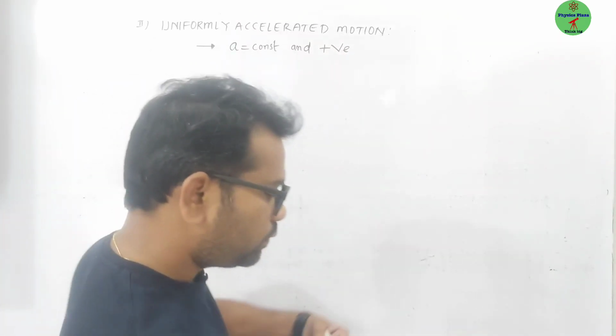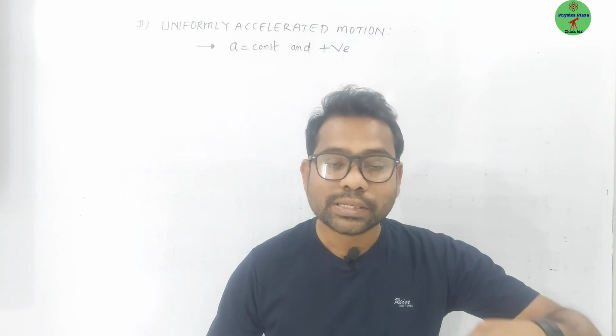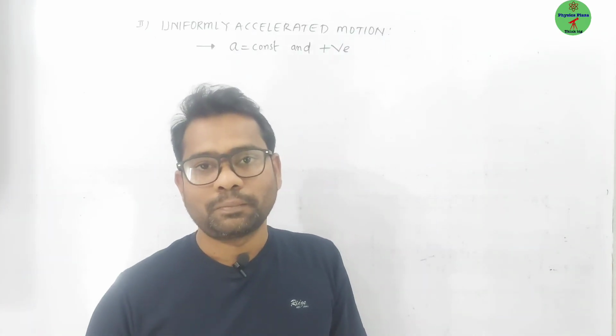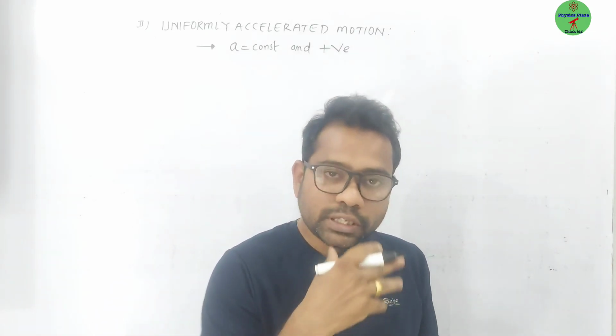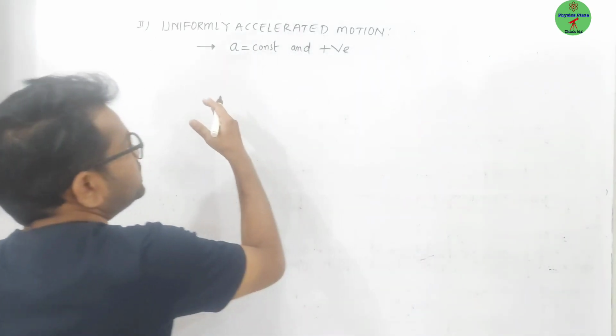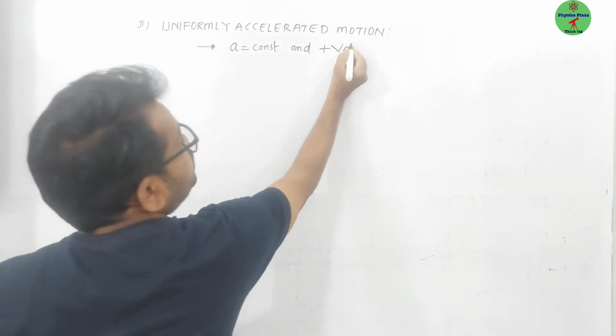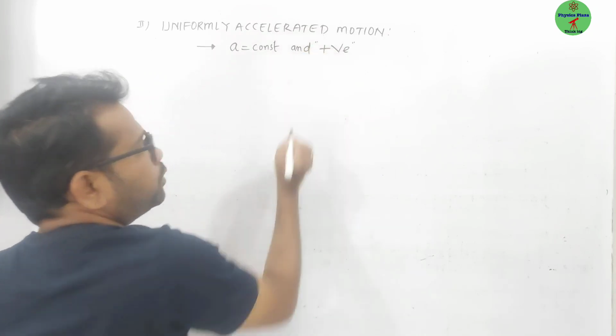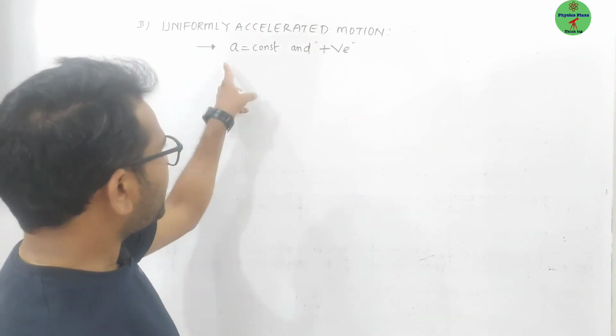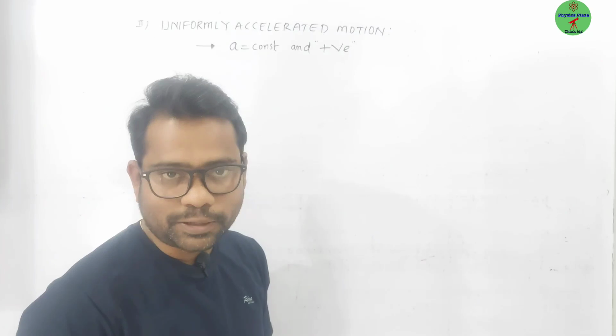This happens when velocity and acceleration are both in the same direction. Then only acceleration is a constant and it is positive. I am talking about this actually. It is positive. Okay. So acceleration is a constant, that is the first equation, for acceleration.